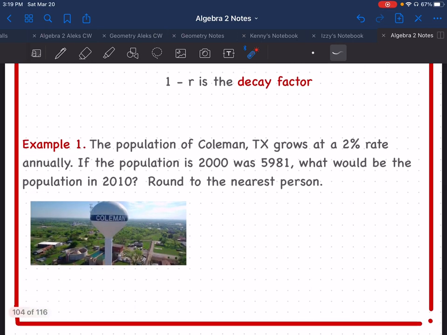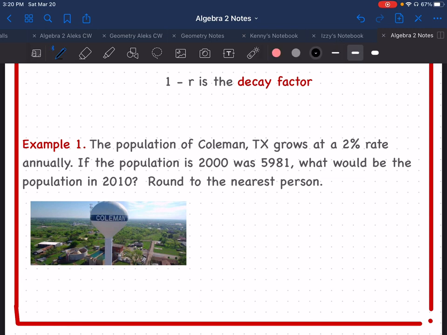So we've got a couple of examples today, and we're just going to go ahead and write our equation, and then we're going to plug it in the calculator, and we're going to figure it out. So the population of Coleman, Texas, grows at a 2% rate annually. If the population in 2000 was 5,981, what would be the population in 2010? Round to the nearest person.